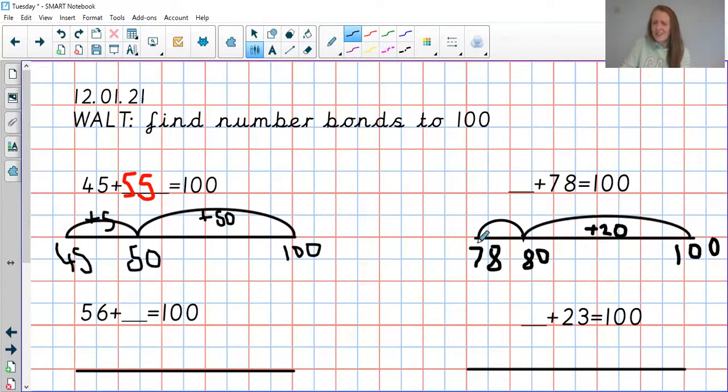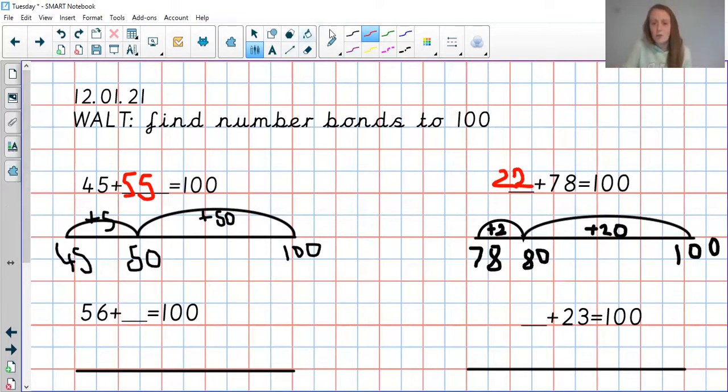What did I add from 78 to get to 80? 78, 79, 80. I only added 2. So I'm just going to pop that in there. And now I have found my missing number. My missing number are these two jumps together. So 20 and 2 makes 22. And that's my missing number. Very easy to do. And because we've done addition before on a number line, this should be a breeze for you. There we go. It's 22 and 78 is 100.